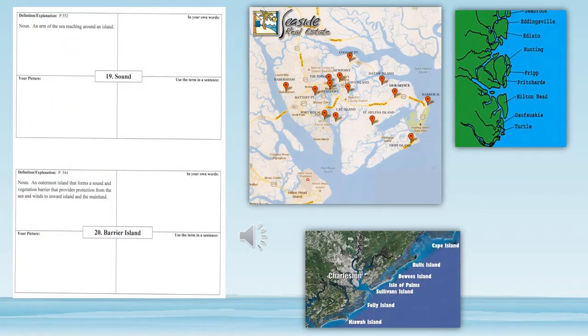Lovely students, word number 19, sound. Now, we're not talking about music here. We're talking about the ocean, the sea, reaching around an island. And the example that I gave you right here is Port Royal Sound. Port Royal is located below Beaufort, South Carolina. You see right here on the map, it's between Hilton Head Island and Fripp Island.